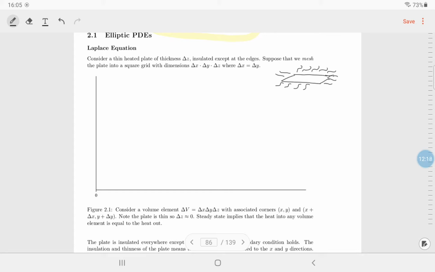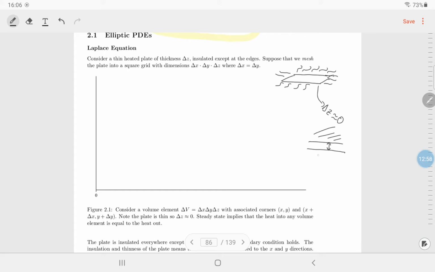Now it's thin, which means the height is essentially 0. If you do that, you're not going to have much temperature variability, essentially making the three-dimensional plate two-dimensional. If you zoom in, here's the side of the plate. It's so narrow that there's basically not really space for much change in temperature.